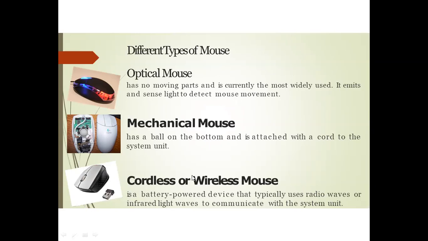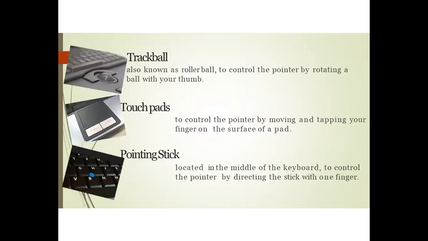Then we have also the cordless or the wireless mouse. It is a battery-powered device that typically uses radio waves or infrared light waves to communicate with the system unit. We have also the trackball. Trackball, also known as the roller ball, is used to control the pointer by rotating a ball with your thumb. So as you can see, trackball, and then meron din kasamang keyboard.